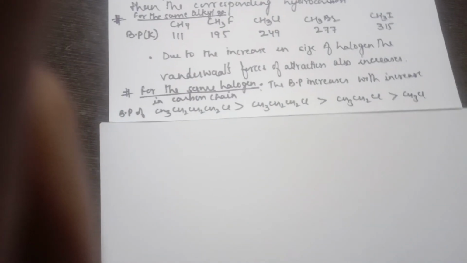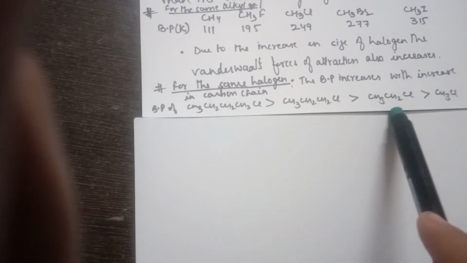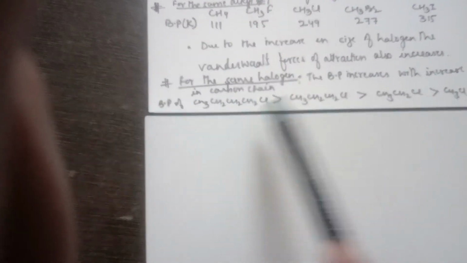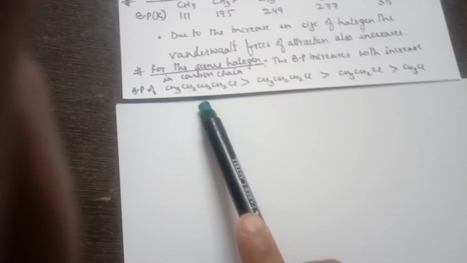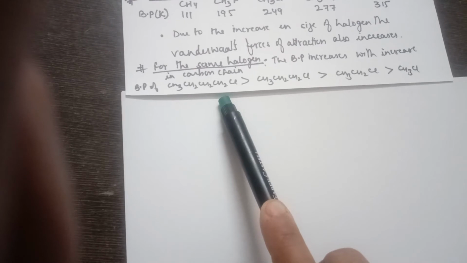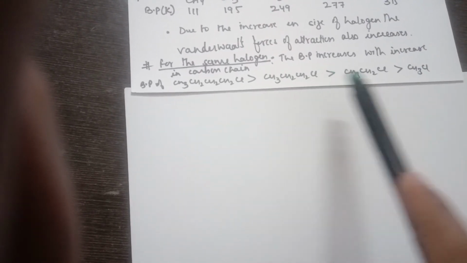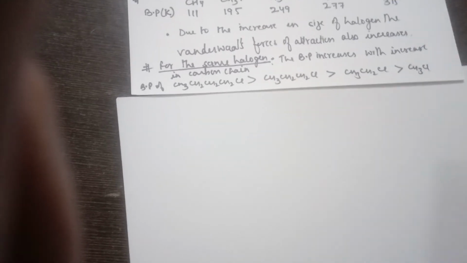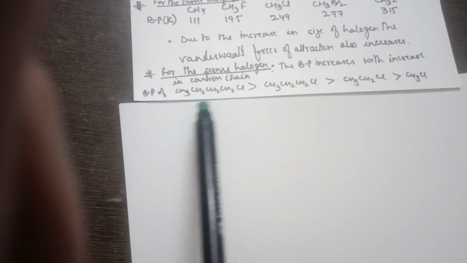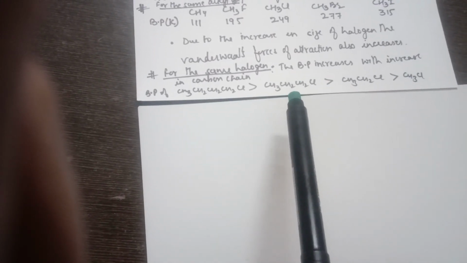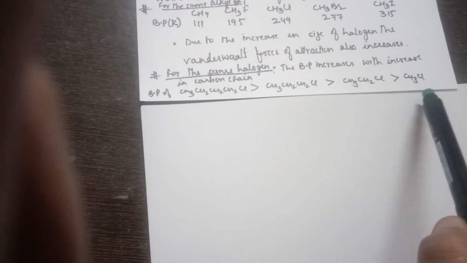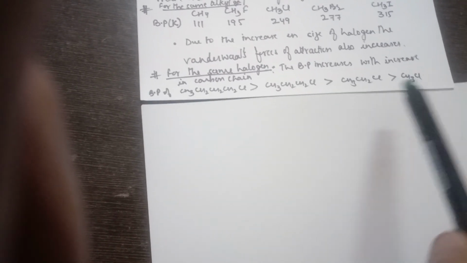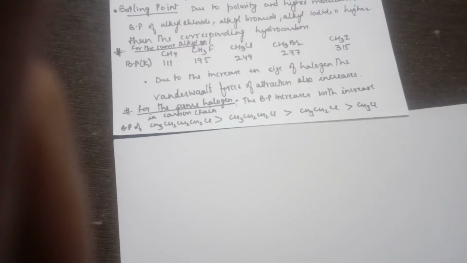If you have the same halogen and the chain varies, the halogen is the same, but the chain is methyl chloride, ethyl chloride, propyl chloride, butyl chloride. The boiling point of butyl chloride is maximum, then propyl chloride, then ethyl, and then methyl. Again the same reason. Why? Because the chain length is increasing, the surface area is increasing, the van der Waals force of attraction will increase, and so will the boiling point. That is the reason the boiling point of butyl chloride is more than that of propyl, and in comparison to ethyl and methyl chloride.